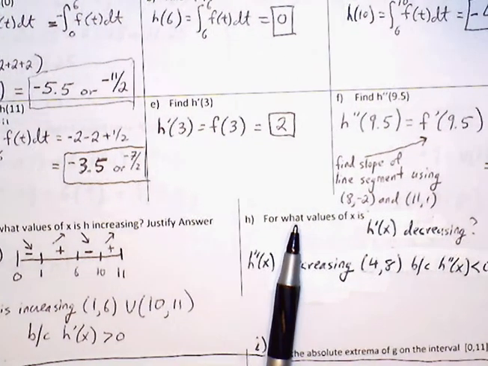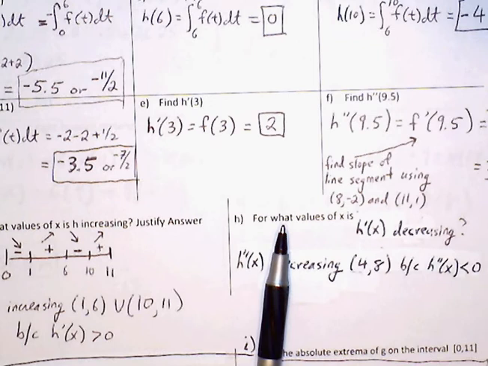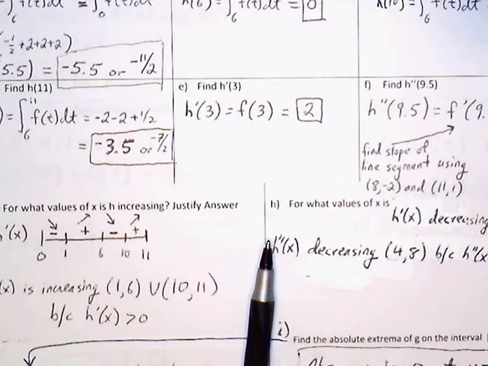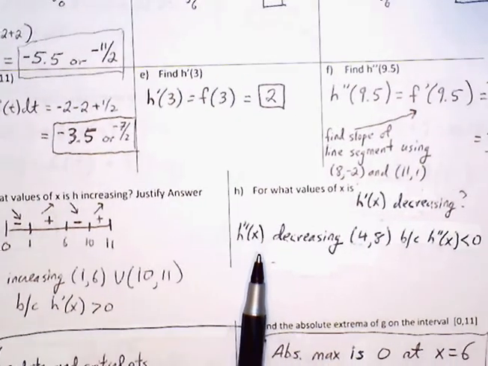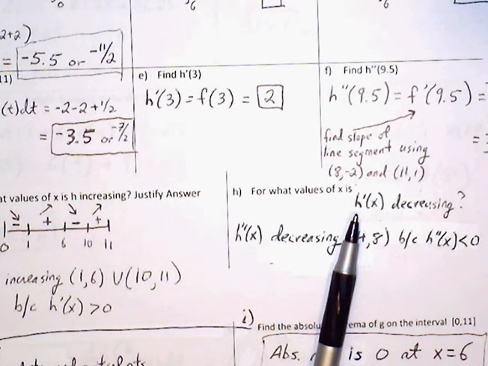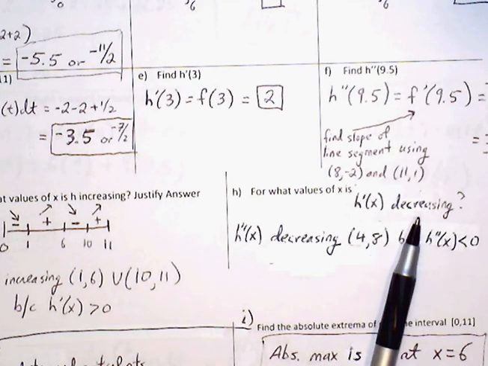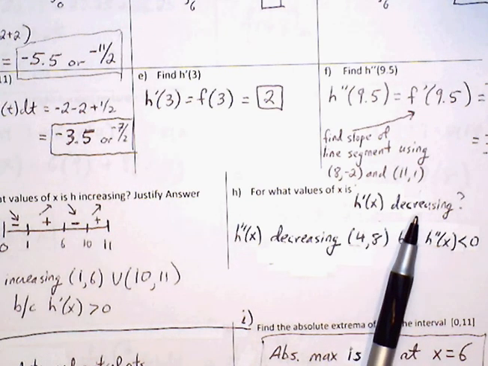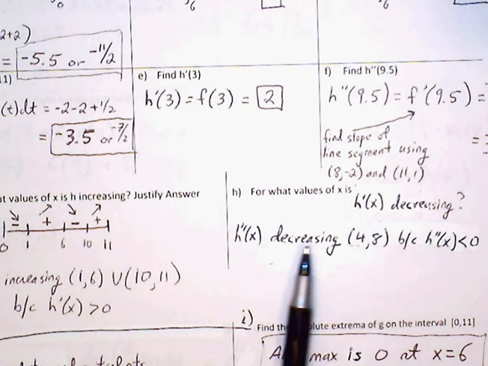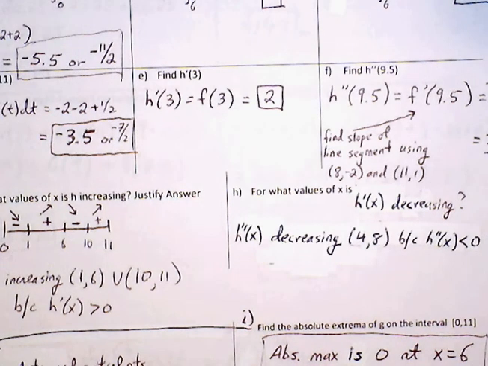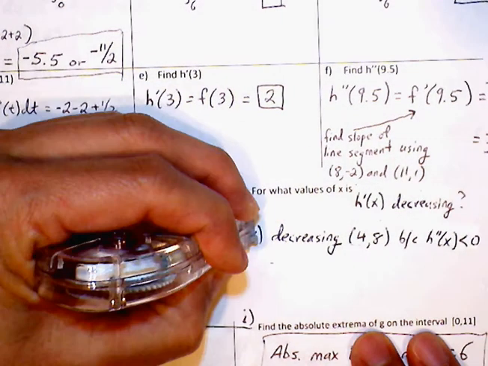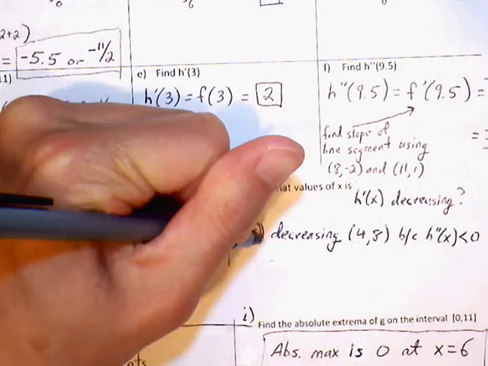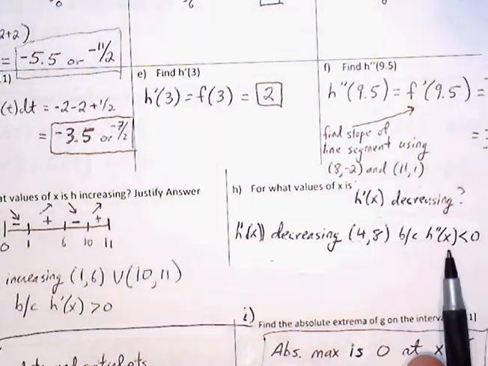For what values of x is h prime decreasing? H prime decreasing would be asking us to find where h double prime is negative. Okay, so this should say h prime is decreasing. H prime is decreasing from 4 to 8 because h double prime is less than 0.